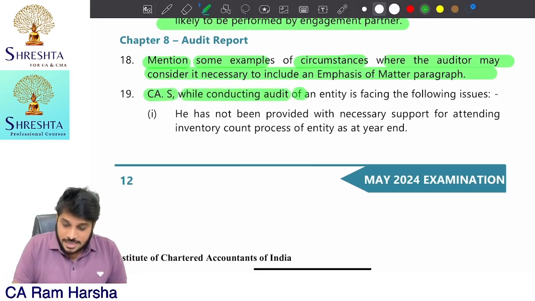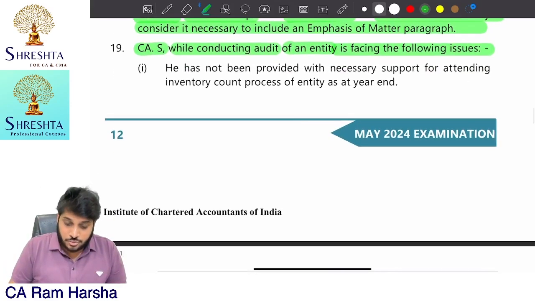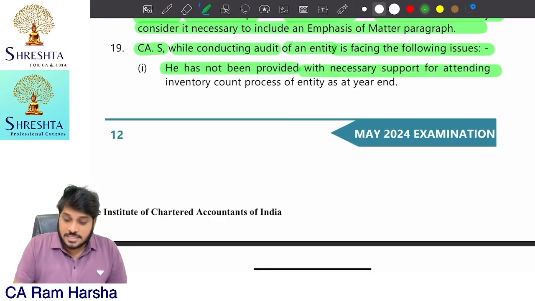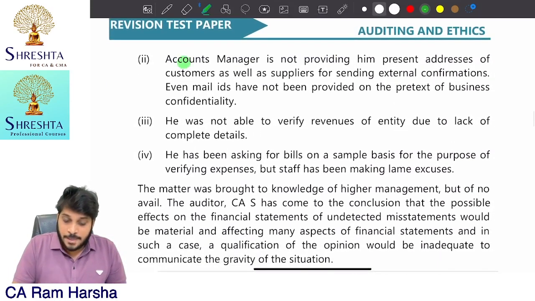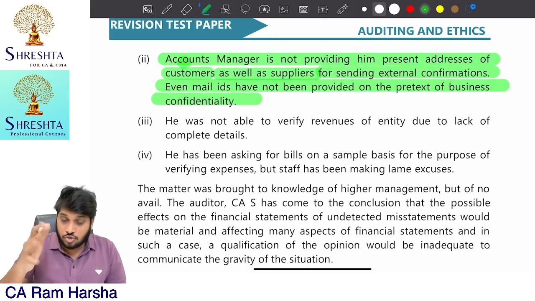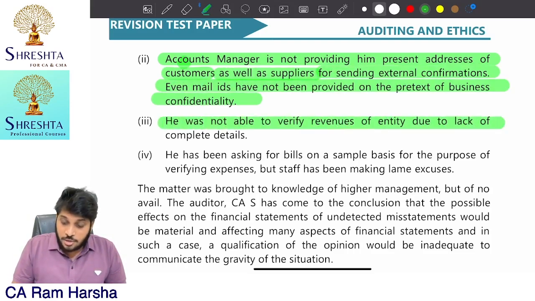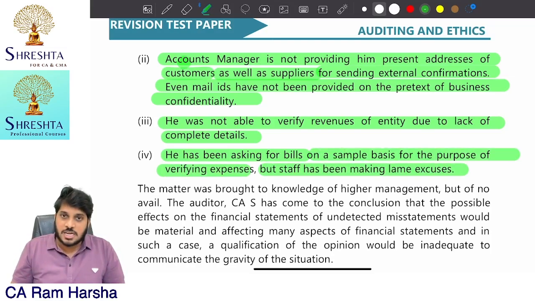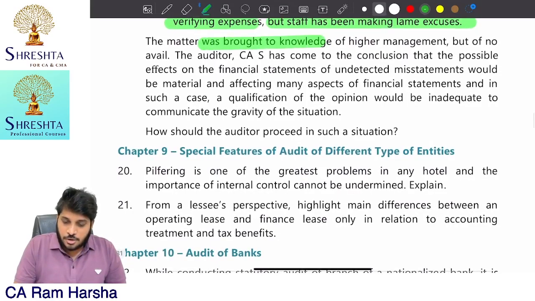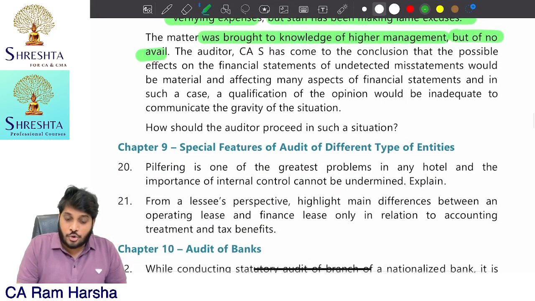Yes, sir. While conducting the audit of an entity, the auditor is facing the following issues. He has not been provided with the necessary support for attending inventory count. Okay, he is not allowed inventory counting. The accounts manager is not providing him the present address of customers as well as suppliers for sending external confirmations. Email ID is also not given. He was not able to verify revenue. He has been asking for bills on a sample basis for verifying expenses, but staff is giving lame excuses. Multiple uncertainties. The matter was brought to the knowledge of the higher management, but of no use.